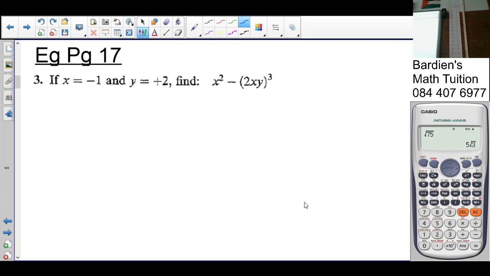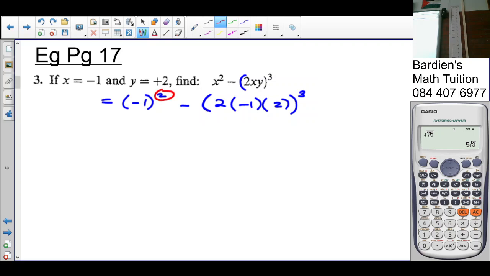Alright, so what do we get? Wherever we see an x, we put a negative 1. Wherever we see a y, we're going to put a 2. So it's going to be negative 1 squared. That must be in a bracket there. Okay? Minus, open brackets, 2, open a bracket, negative 1, 2. You see this bracket here was opened there, so it must be closed again. Here. Make sense?